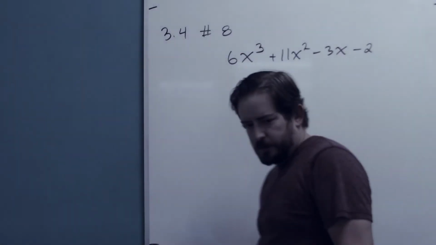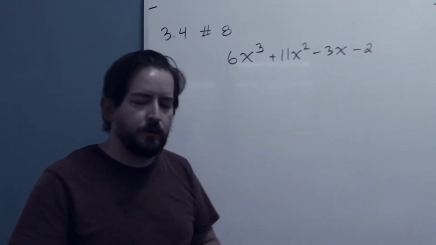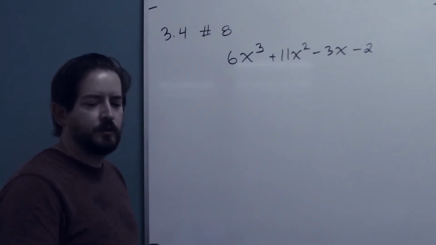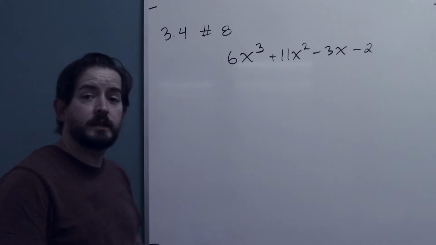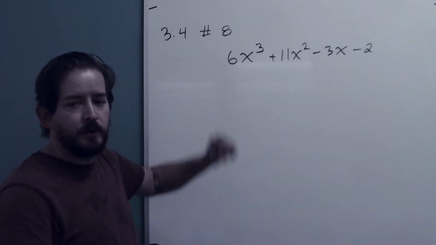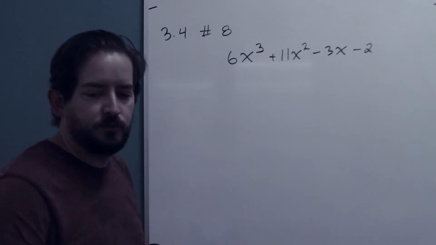Okay, welcome to the Chapter 3 review for Math 980. I had two questions and they were both from section 3.4, so we'll take a look at those. The first one was number 8, where we're given this polynomial and we're asked to factor it.